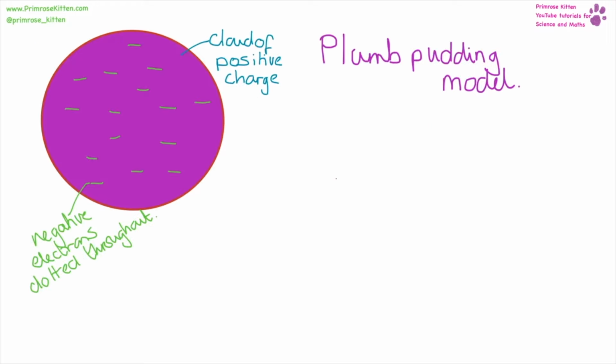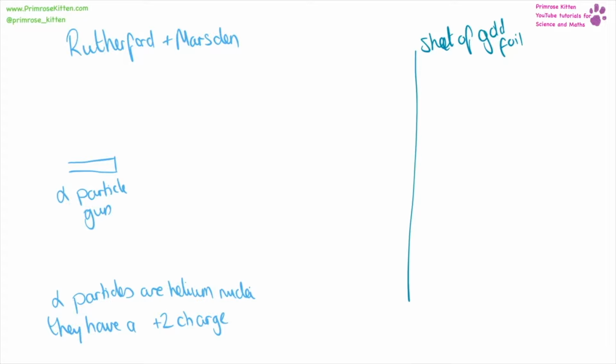We haven't always known that an atom had a nucleus and electrons orbiting around the outside. We used to have a plum pudding model, where we had a large cloud of positive charge with negative electrons dotted throughout, a bit like a Christmas pudding, which is why it's called the plum pudding model. Rutherford and Marsden did an experiment to test the plum pudding model.